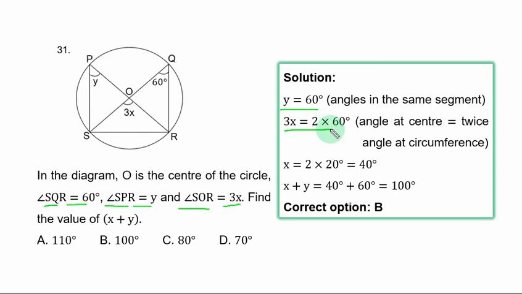Divide through by 3. You have S equal to 2 times 20 degrees, and that is 40 degrees. S plus Y is equal to 40 degrees plus 60 degrees, and that is 100 degrees. B is the correct option.